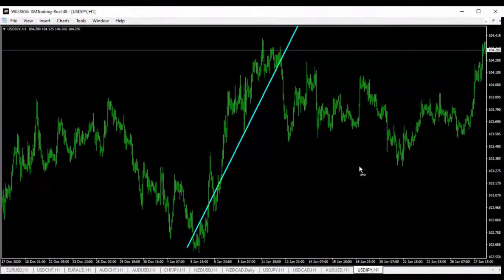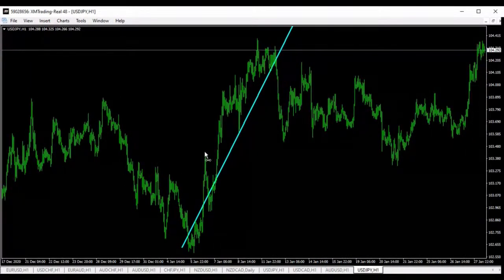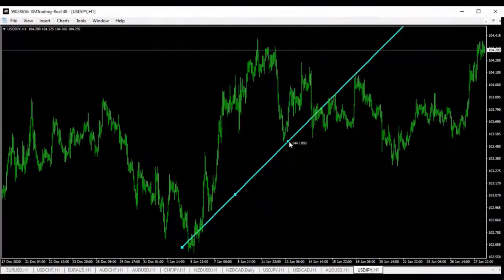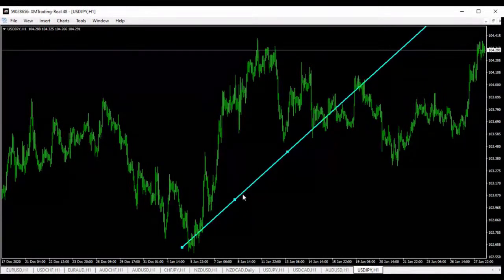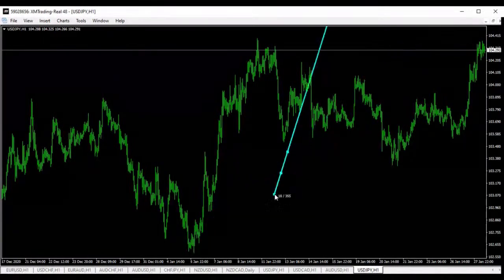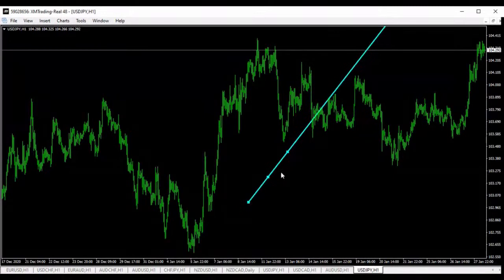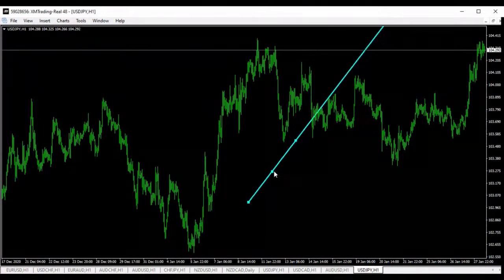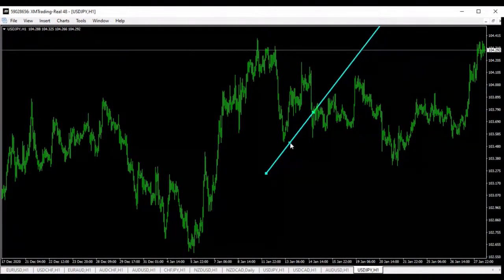Okay. Now, this is the only thing about the trend line strategy. I see nothing else about it. It's very simple. The only patience you need to get is to wait until the trend line is broken.